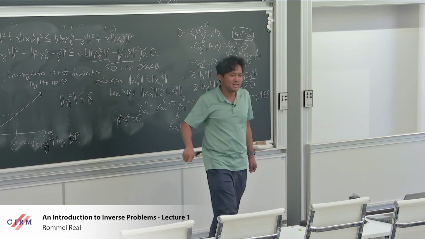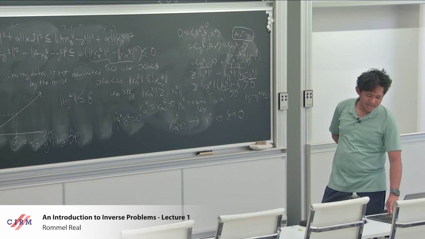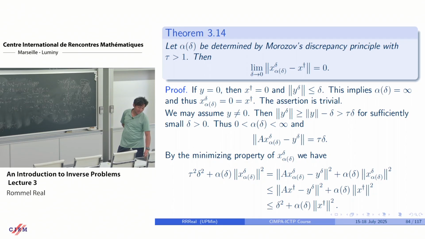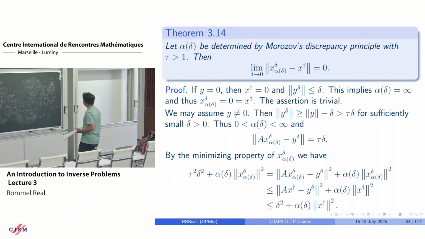So that means this will lead your regularization parameter to blow up, and your regularized solution will be equal to 0, which is also equal to the exact solution x dagger. So if y is equal to 0, then the assertion is trivial. So let's assume that y is non-zero. Okay? Then we have this nice result.